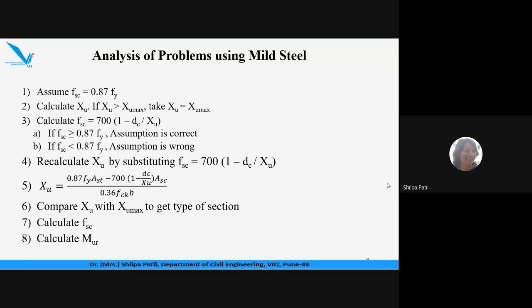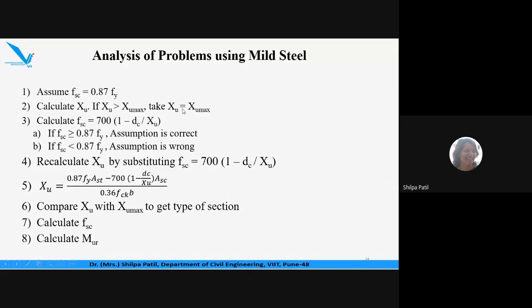So just write down these steps in your notebook, or I will explain them one by one. Anyway, I'm going to share these PPTs on BOLP, so you can get the steps from there also. Right now, just understand these steps.